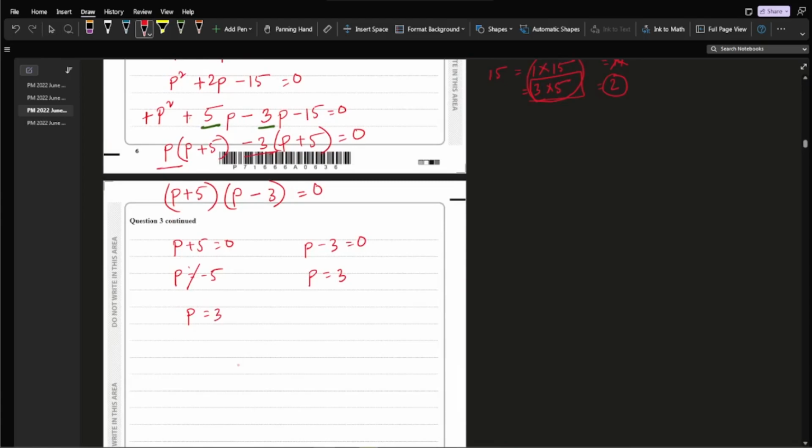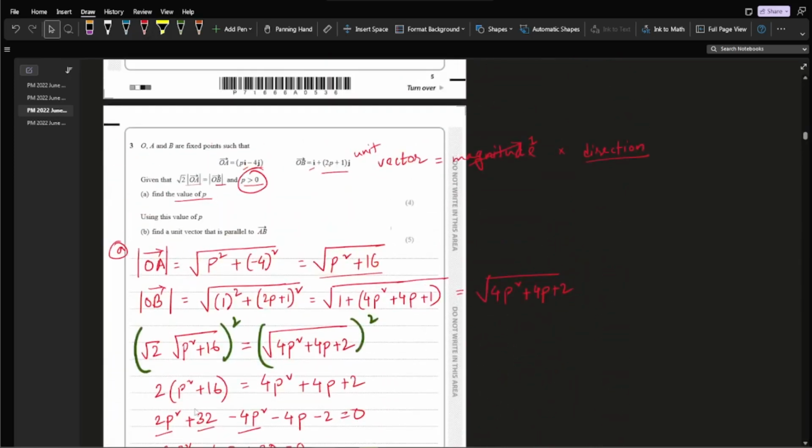Therefore, p is equal to 3. This is our answer. Now, the second part says, using the value of p, find the unit vector that is parallel to AB. Sometimes the question might say towards AB. Both are the same thing. We have to find the unit vector.